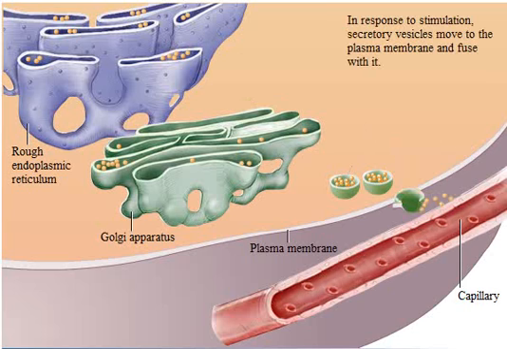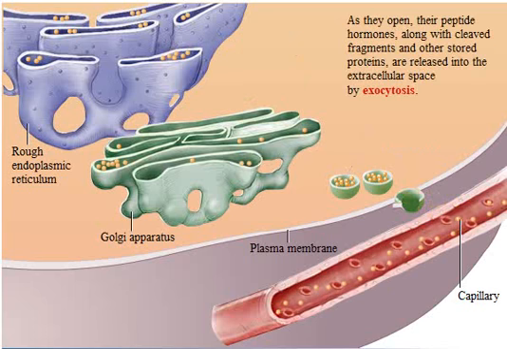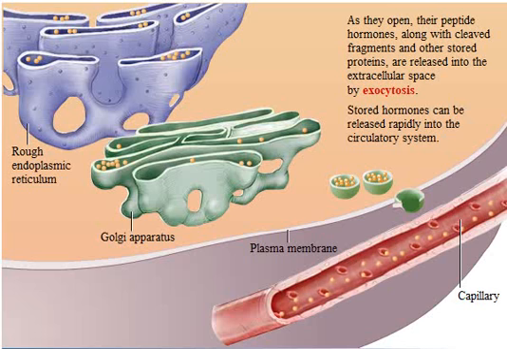In response to stimulation, secretory vesicles move to the plasma membrane and fuse with it. As they open, their peptide hormones, along with cleaved fragments and other stored proteins, are released into the extracellular space by exocytosis. Stored hormones can be released rapidly into the circulatory system.